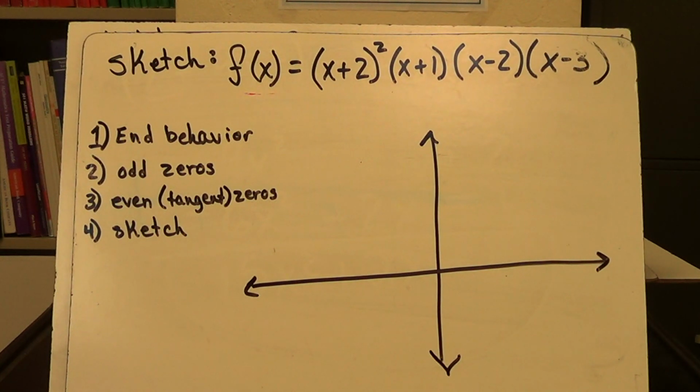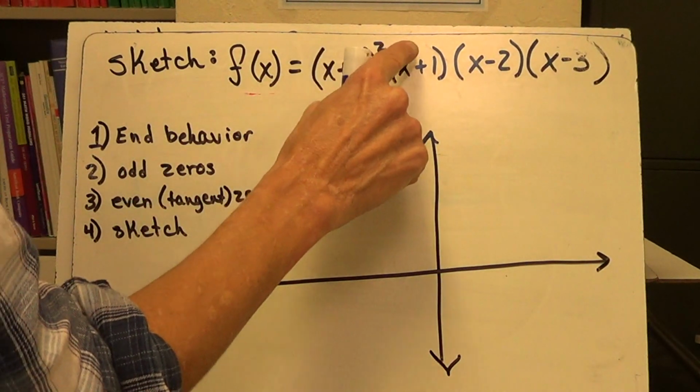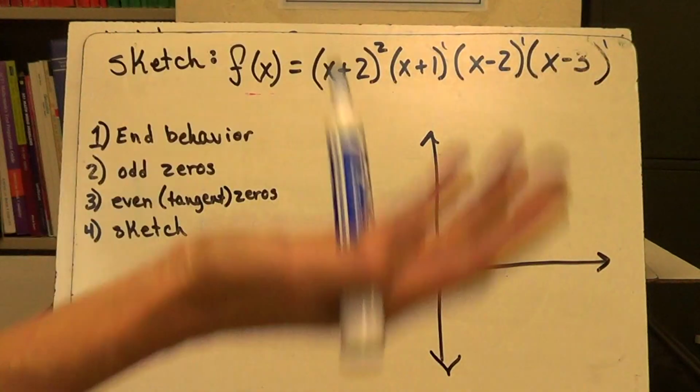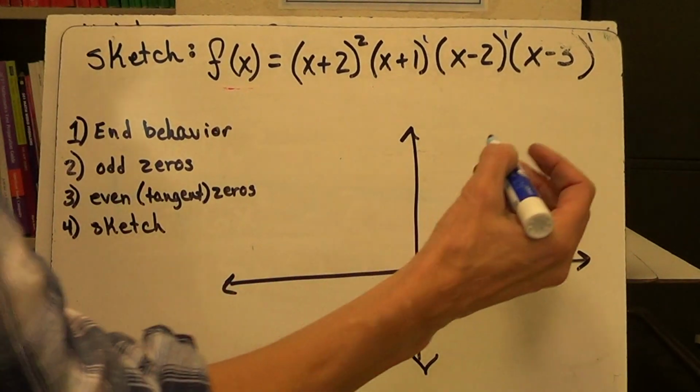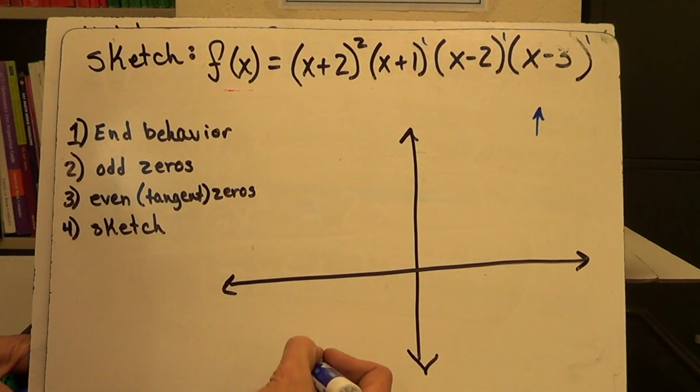So now when we look at this, we are asked to sketch this. First thing I look at is end behavior. Well, this is x to the second. That would be another one. So that's 3rd, 4th, 5th. X to the 5th is an odd function. So I would graph it by putting my arrows in there. It's a positive odd function, so it's going to go like that.